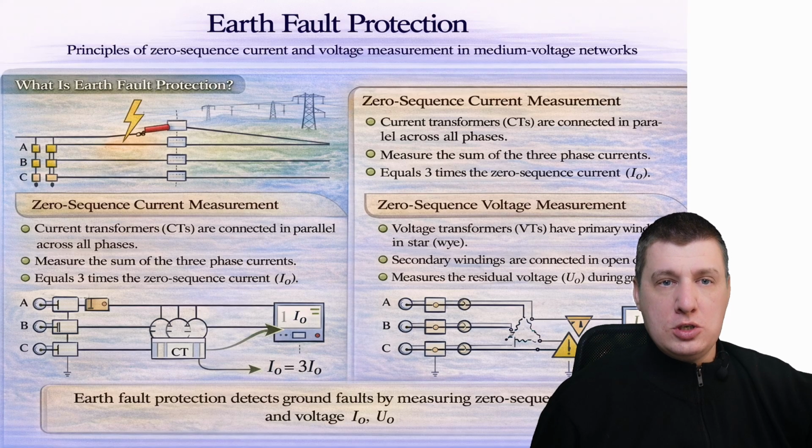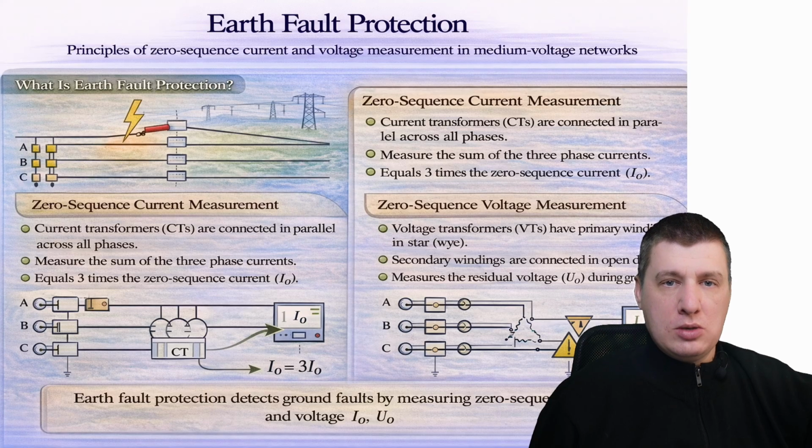Earth fault protection uses zero sequence quantities as measured values. The main measured quantities are zero sequence current and zero sequence voltage. To measure those, current transformers are connected in parallel across all three phases. The sum of the three phase currents is measured. Under normal conditions, the sum is zero. During an earth fault, the sum becomes non-zero. The measured quantity corresponds to 3 times the zero sequence current.